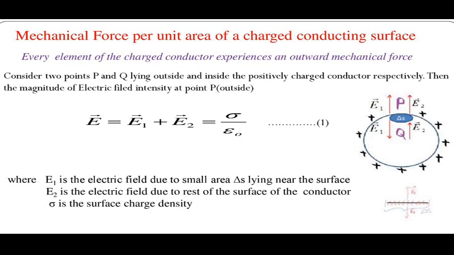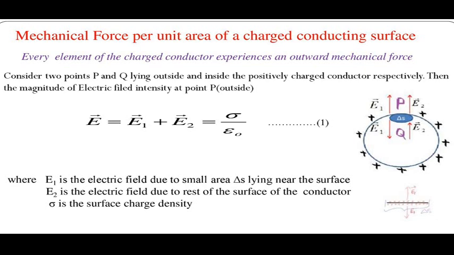So let us first calculate the magnitude of electric field at point P. Here it will be simply the sum of E1 and E2. As you can see from the image, both are in the same direction. From the properties of a conductor, we know for any conductor the electric field at a point outside is sigma by epsilon naught, where sigma is the surface charge density. This is the property of a conductor.